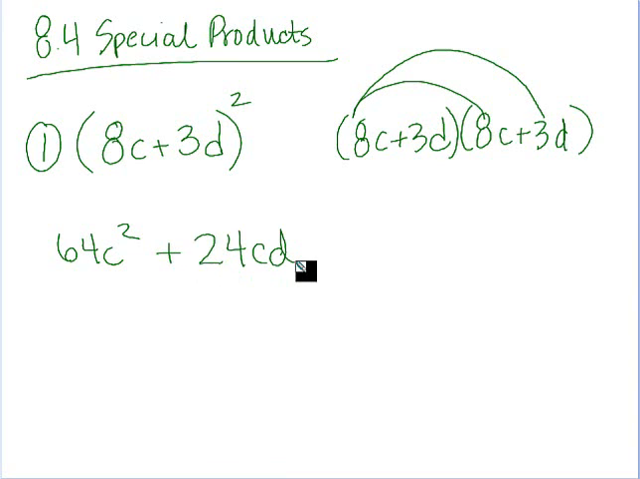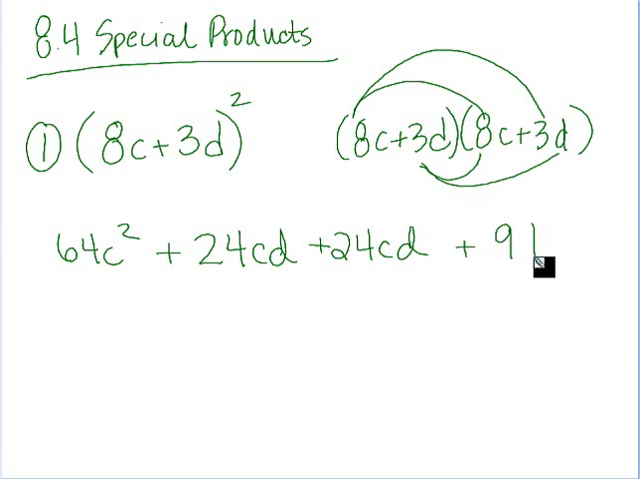Okay, then what do I do after I multiplied the 8c throughout? Okay, so now I do the 3d times 8c. What's that? Plus 24cd. And what's the last two we'd multiply? 3d times 3d, which is 9d squared.